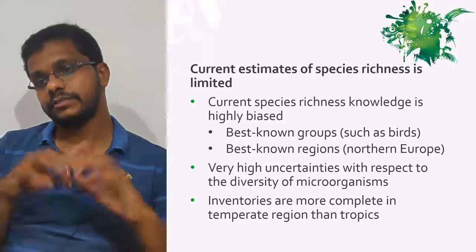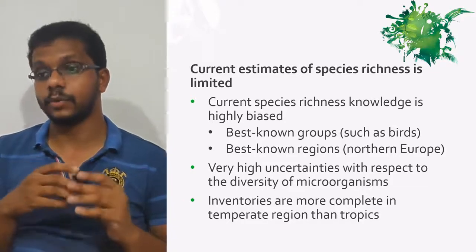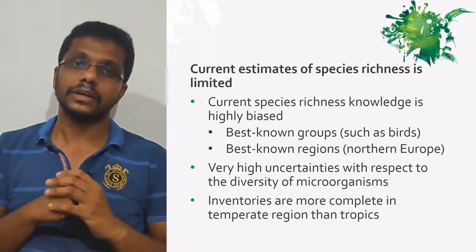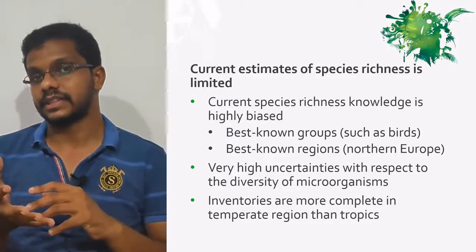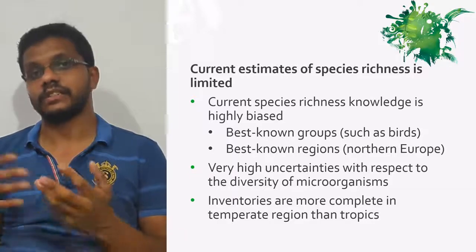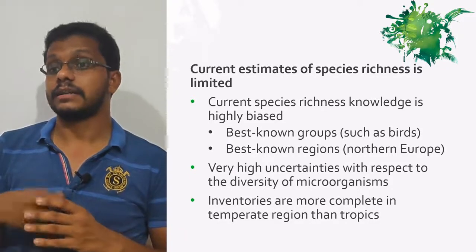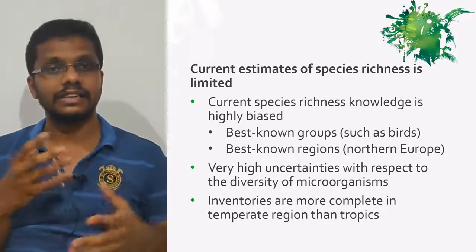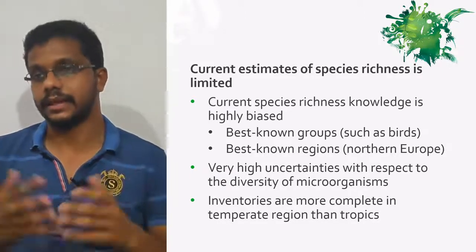If you look at the overall inventories, the inventories of the temperate region are more complete than the tropical region. The temperate region actually has less biodiversity, but the tropical region has more diverse biodiversity. So that's one reason inventorying everything in the tropical region is very difficult, because there are huge varieties of species, but the temperate region has only a limited number of species, so inventorying is easier. That's why the inventories of the temperate region are more complete than the tropics.